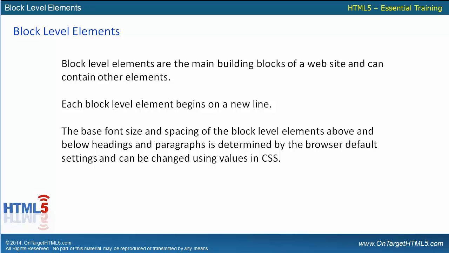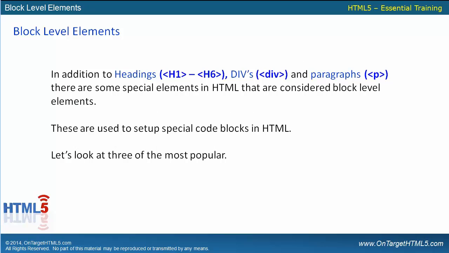Block level elements are the main building blocks of a website and can contain other elements. So inside of our block level elements, as you'll see in the next tutorial when we talk about inline elements, block level elements can contain other elements. Each block level element begins on a new line, and the base font size and spacing of the block level elements above and below headings and paragraphs is determined by the browser default settings that are part of the browser. All these values can be changed in CSS. And that'll probably be one of the near future tutorials, a CSS reset, so we can set everything back to normal regardless of the browser, so we have a standard starting point for all of our websites.